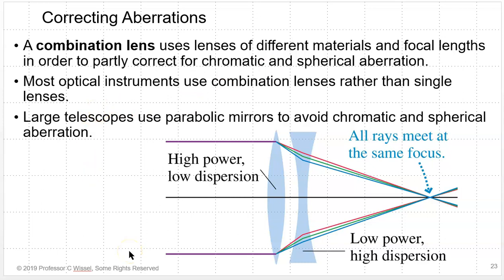Okay, large telescopes use parabolic mirrors to avoid chromatic and spherical aberration. No mirror has chromatic aberration because mirrors are reflectors, not refractors. In order to get chromatic aberration, you have to have a refraction going on.